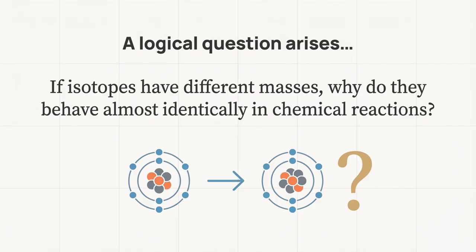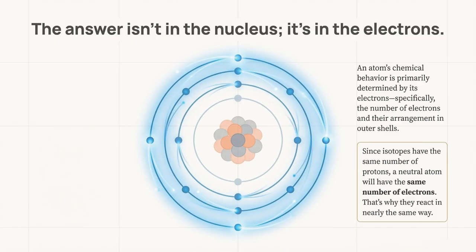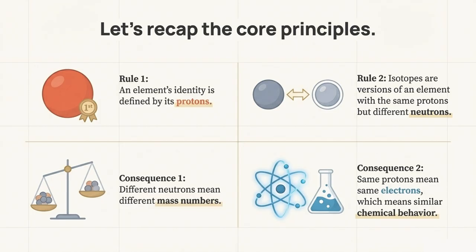You might wonder why isotopes behave almost the same chemically if they have different masses. The answer lies in the electrons. Chemical behavior depends on the number and arrangement of electrons. Since isotopes have the same number of protons, they also have the same number of electrons, meaning they react almost the same way in chemical reactions.